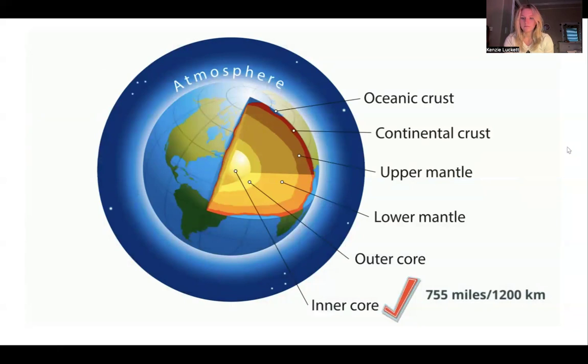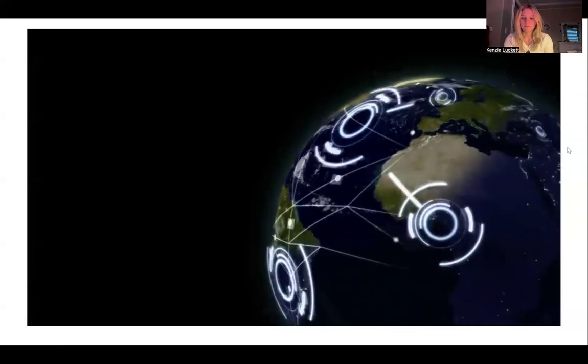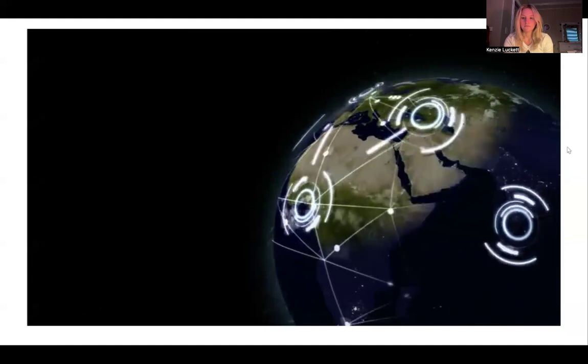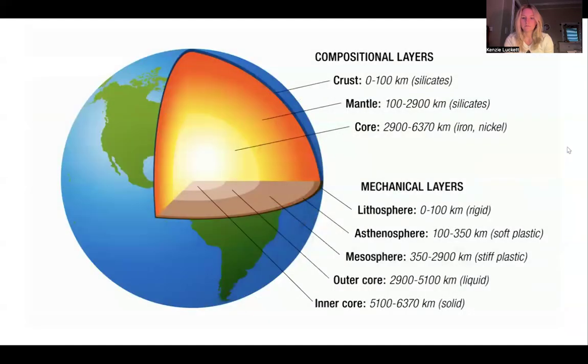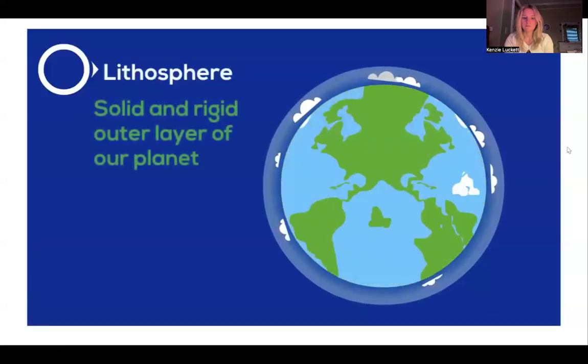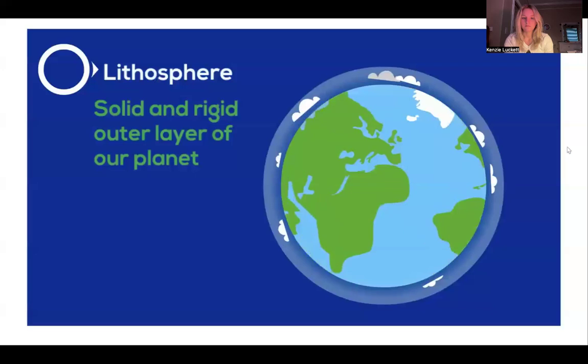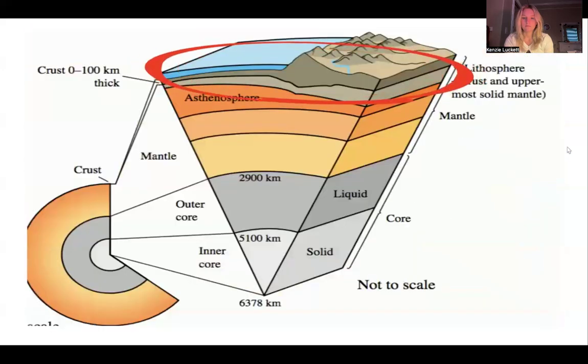The Earth can also be divided into layers based on physical properties, such as whether the layer is solid or liquid. The 5 physical layers are the lithosphere, asthenosphere, mesosphere, outer core, and inner core. The outermost rigid layer of the Earth is the lithosphere. The lithosphere is around 100 kilometers thick, and it's divided into tectonic plates.